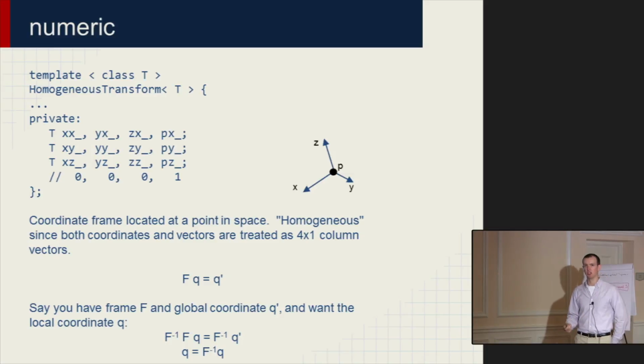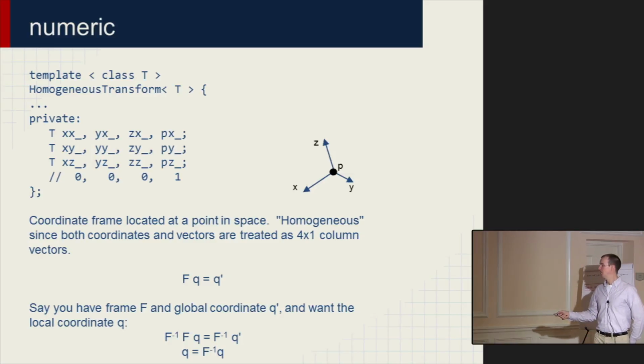And so when you work with homogeneous coordinates, you would designate whether you're working with a vector or a point by setting this value to either 0 or 1. What's nice about them is that they give you this easy way to convert back and forth between local and global coordinates.